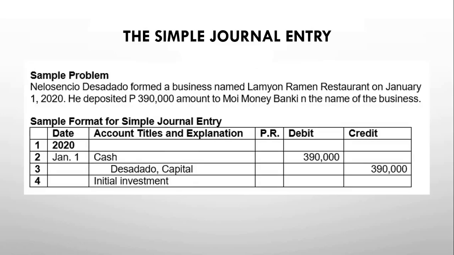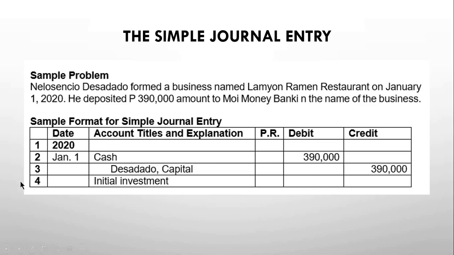Example, the simple journal entry. So, we have here Nel Nocencio Disadado formed a business named Lamyon Ramen Restaurant on January 1, 2020. He deposited 390,000 to Moy Money Bank in the name of the business. Okay? So, we have here the date section, the account title and explanation, the posting reference, the debit, and the credit. So, isa-isa may section, no?